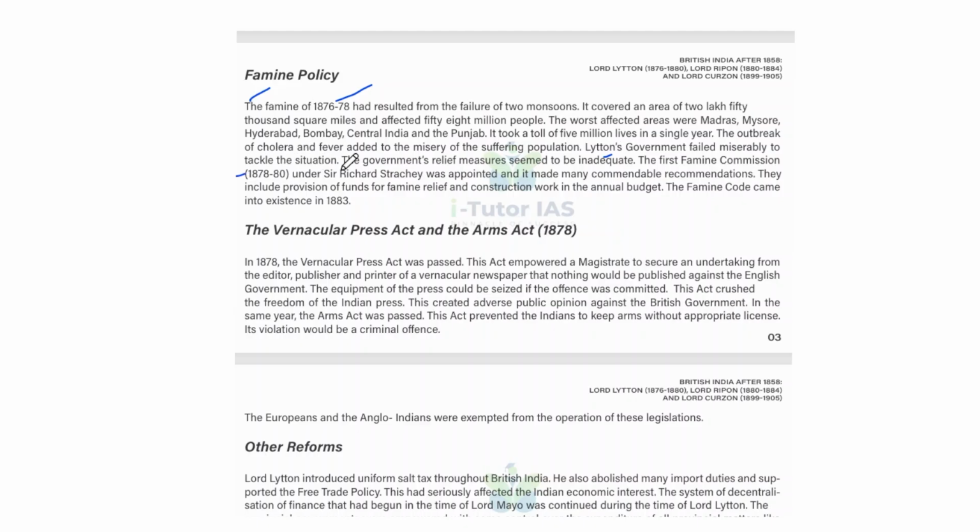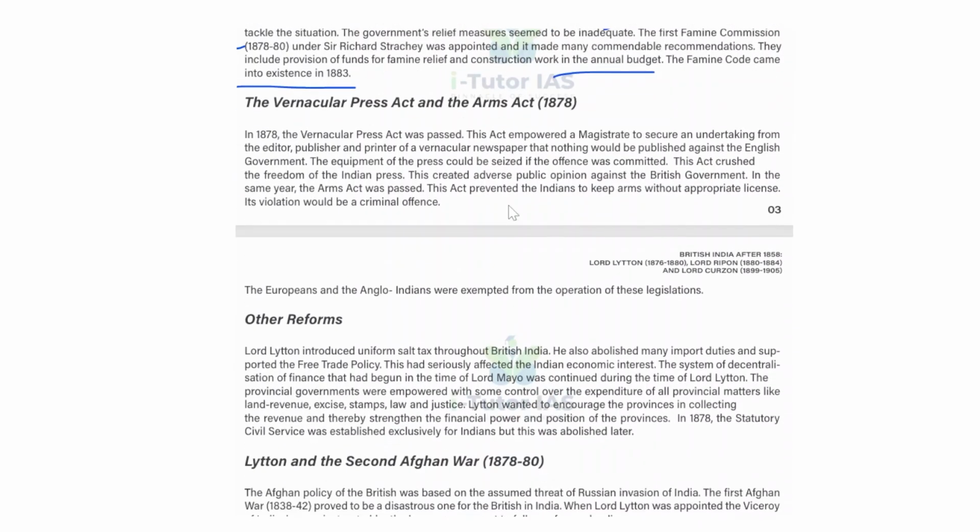1878 to 80, under Sir Richard Strachey, was appointed, and it made many commendable recommendations. And they include provision of fund for famine relief and construction work in the annual budget. The famine code came into existence in 1883.